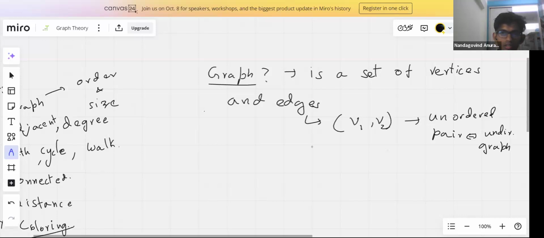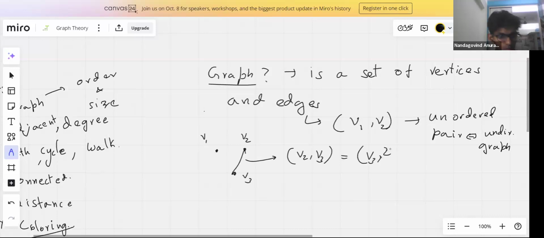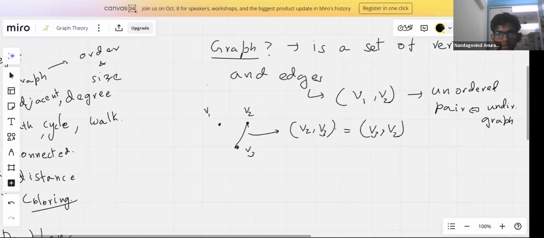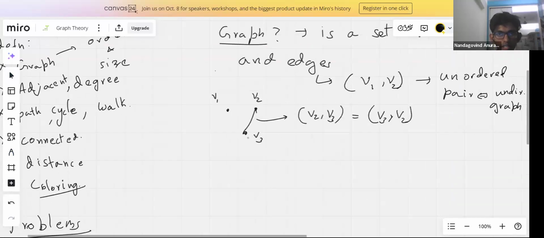Okay, so your vertices are going to look like v1, v2, v3, and this edge is going to look like v2 comma v3. So note that this is equal to v3 comma v2. So that's what a graph looks like. It's just a set of vertices, a set of edges. Edges are defined as pairs.